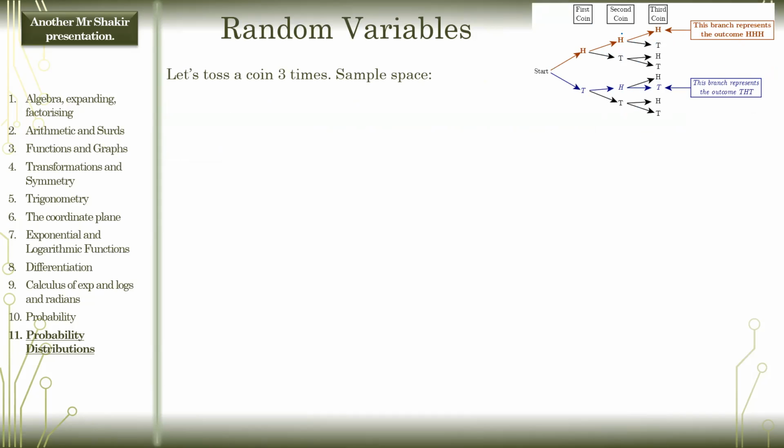You get head, head, head. You get head, head, tail, head, tail, head, head, tail, tail, tail, head, head, tail, head, tail, tail, tail, head, and a tail, tail, tail. Any questions on how to read that and the 8 outcomes? Any questions at all? No. Oh, good. All right, let's move on.